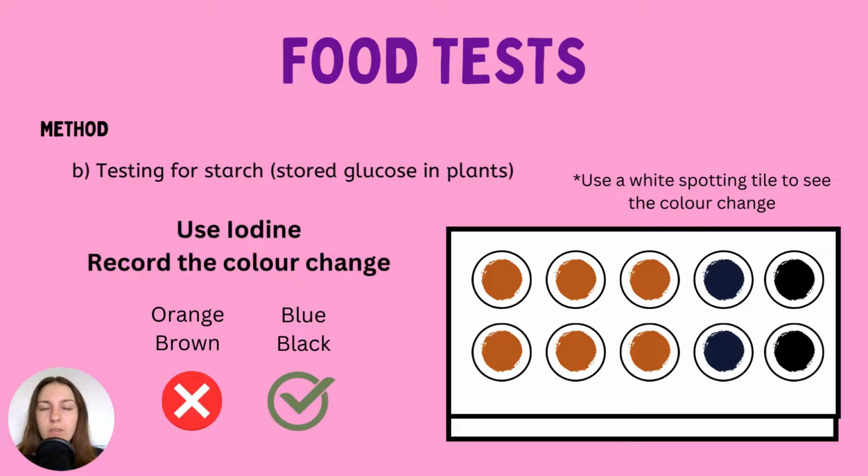And you're using a white spotting tile for this. Okay, you don't need to heat this up like you did with Benedict's reagent. The spotting tile will tell you whether there is starch present, and you want to use a white spotting tile to ensure that you see a very clear color change. If we use, say, a darker colored tile, it would be harder to distinguish that color change. So that is why we use a white spotting tile.